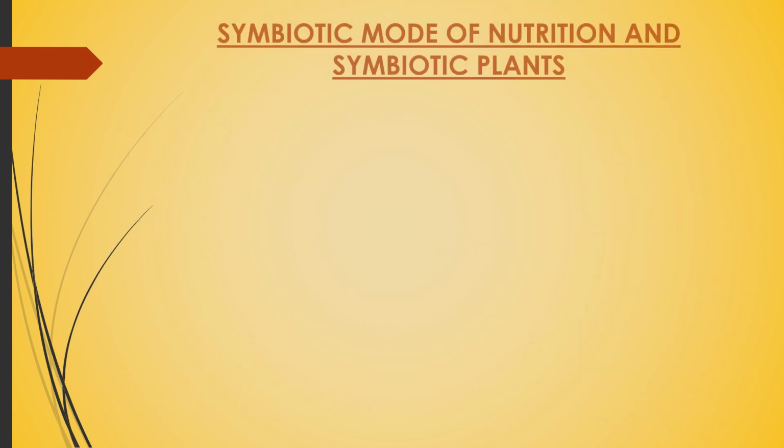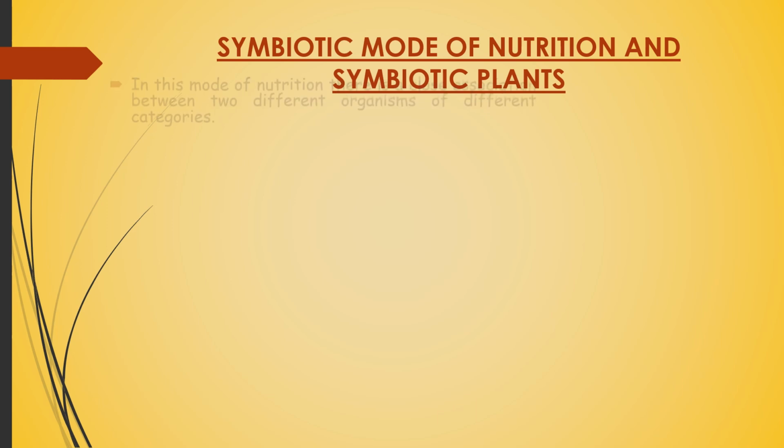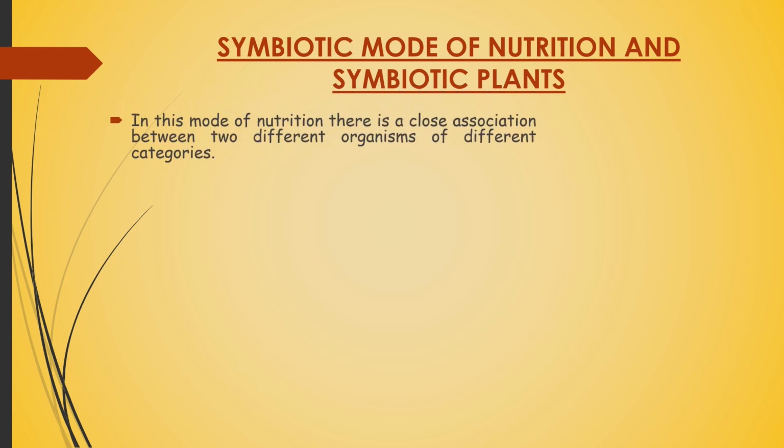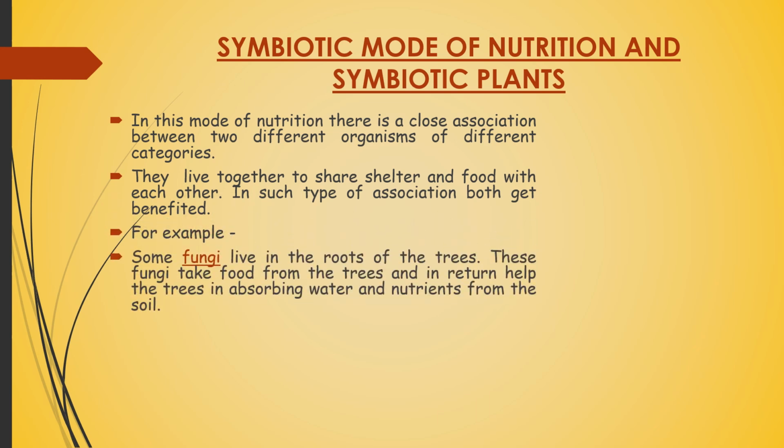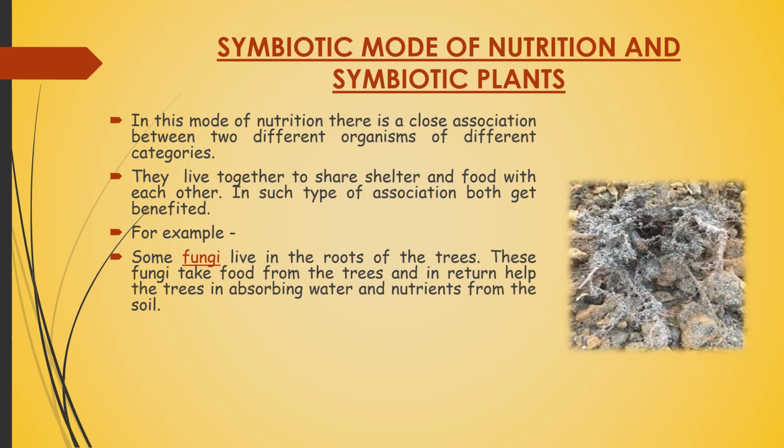The most interesting mode of nutrition, symbiotic. In this mode of nutrition, there is a close association between two different organisms of different categories. They live together to share shelter and food with each other. In such type of association, both get benefited. For example, some fungi live in the roots of the trees. These fungi take food from the trees and in return help the trees in absorbing water and nutrients from the soil.